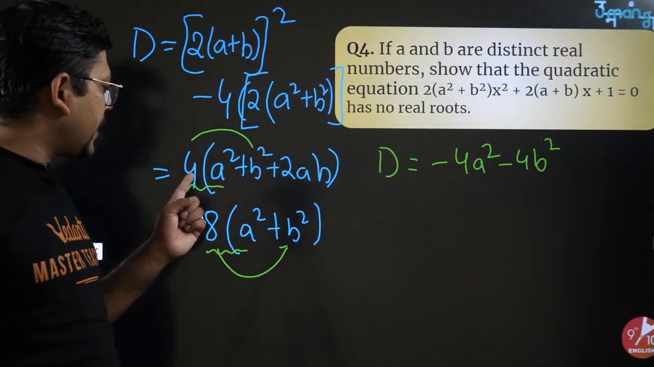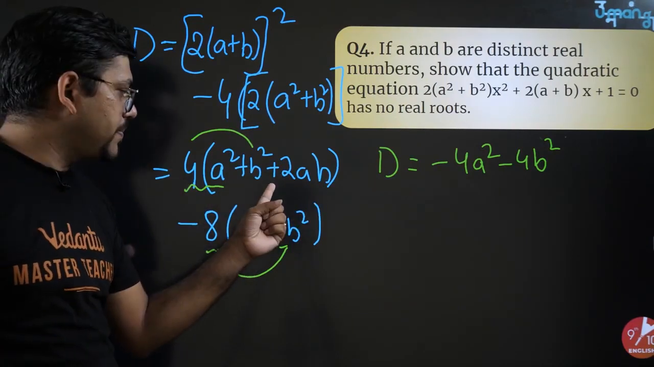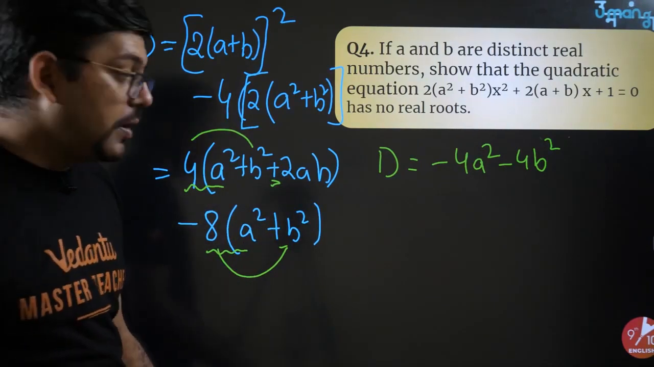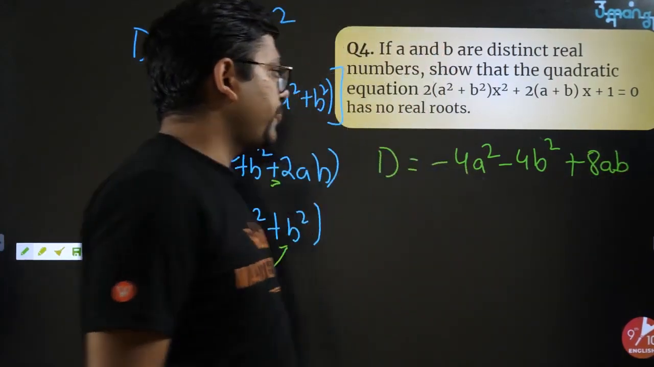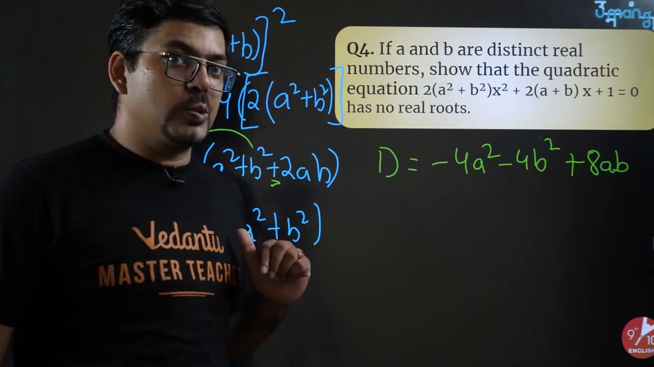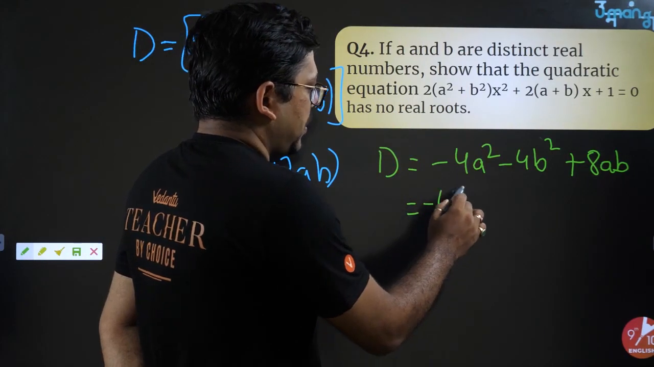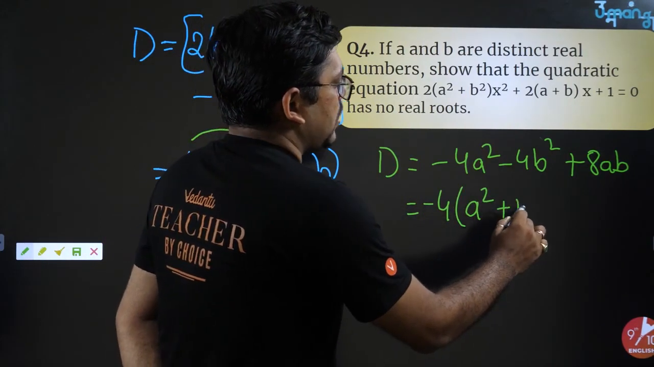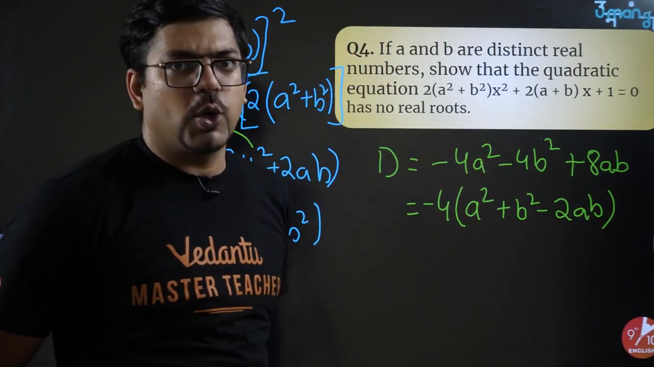Fine. And then you will get 4 into 2ab, that is 8ab, and this will be of plus because plus sign is here. So you will get plus 8ab. Fine. Now from these three terms, what common can you take out? I guess you can take out minus 4 common. See here, minus 4 common. Remaining will be a square plus b square minus 2ab. Isn't it? We got that.